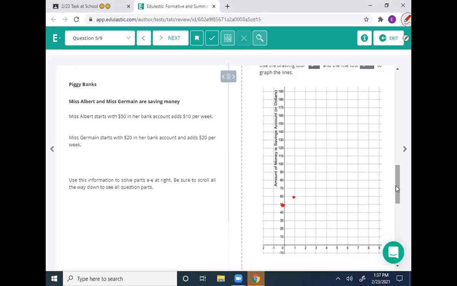How do I extend it again? Avery? Over one, up one. Very good. Over one, up one. And what do I do to those lines? Connect them.